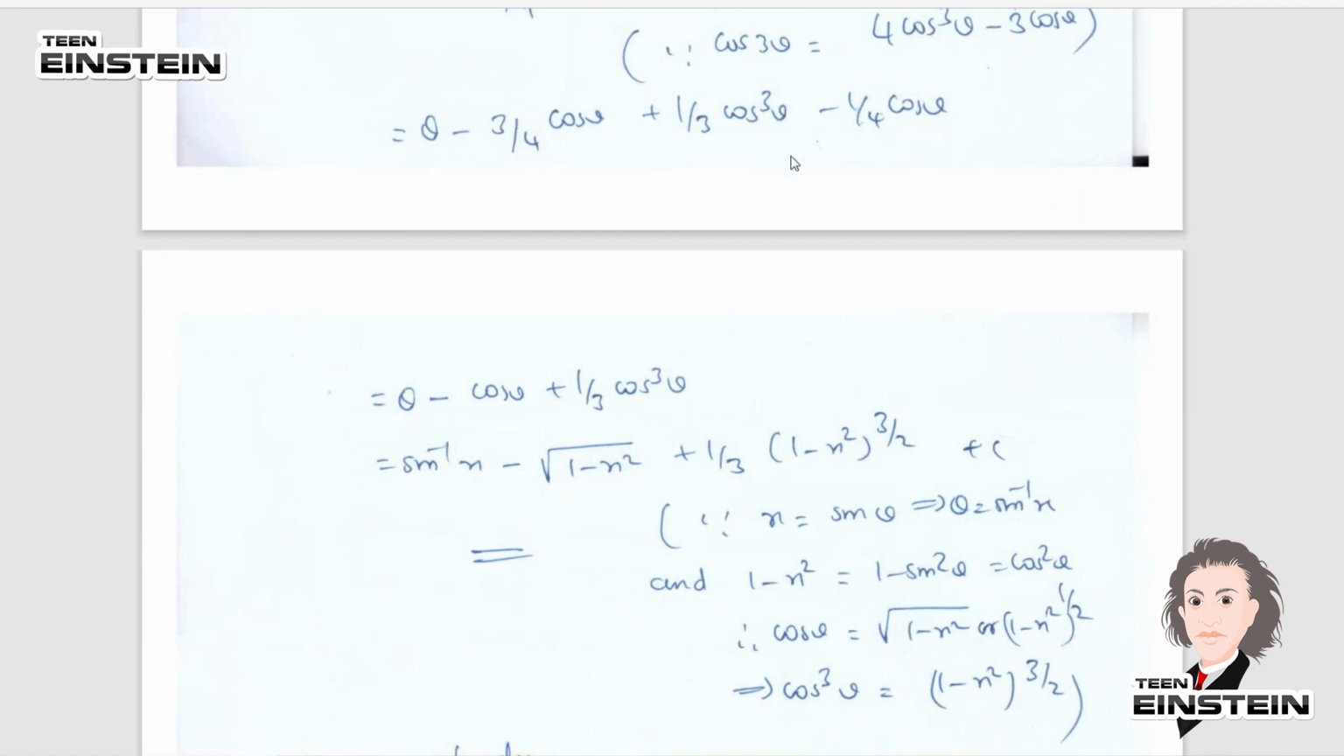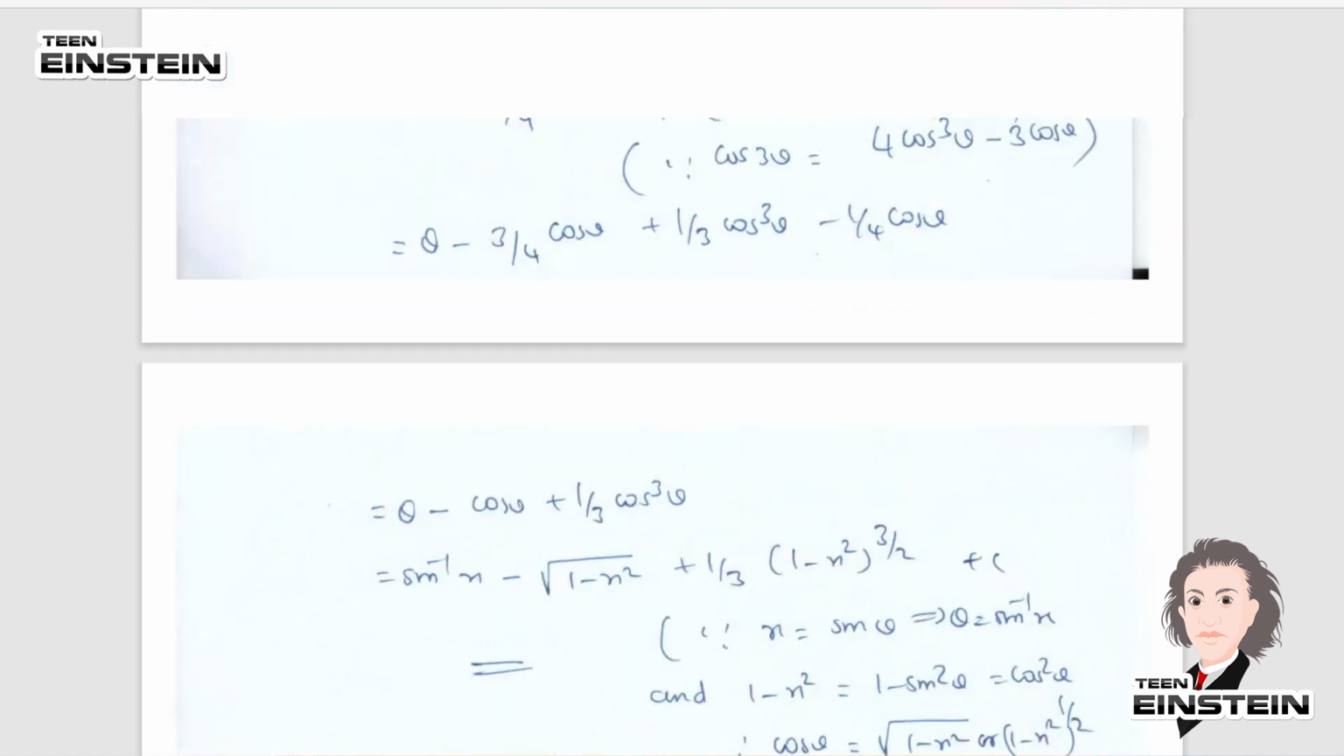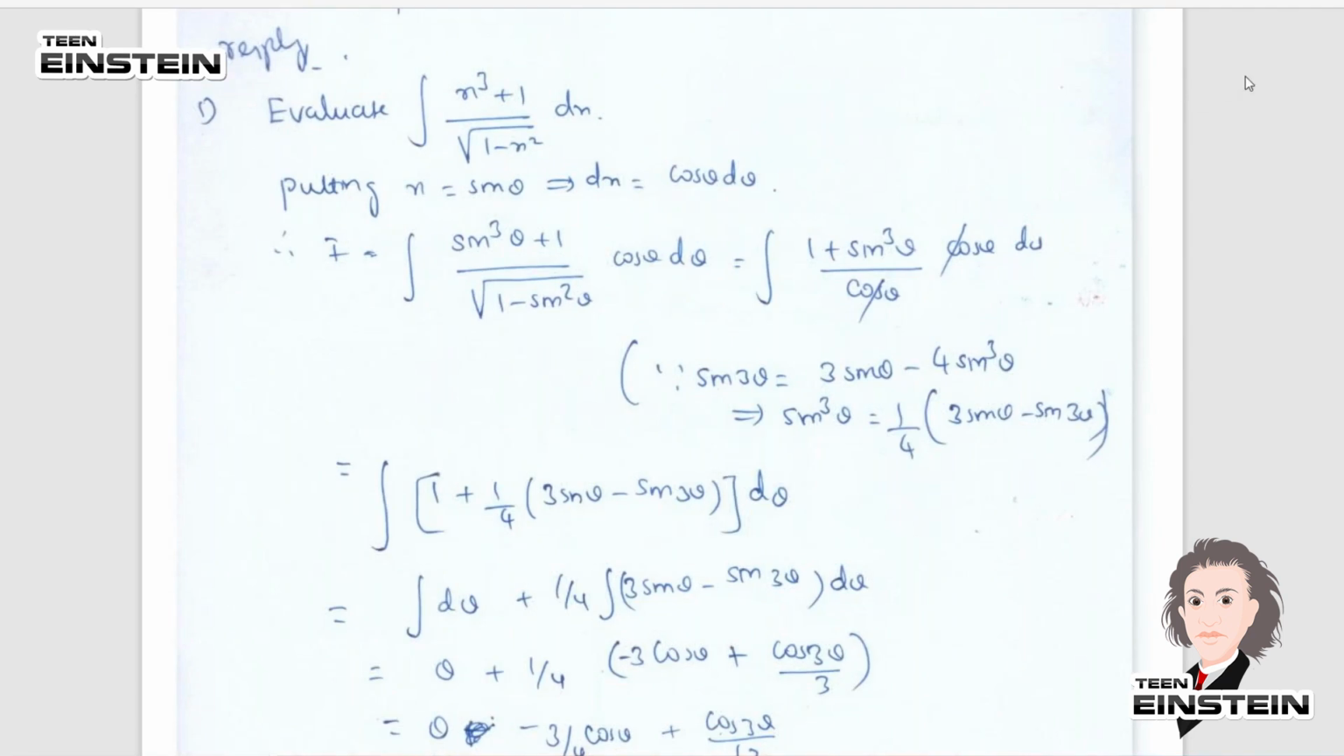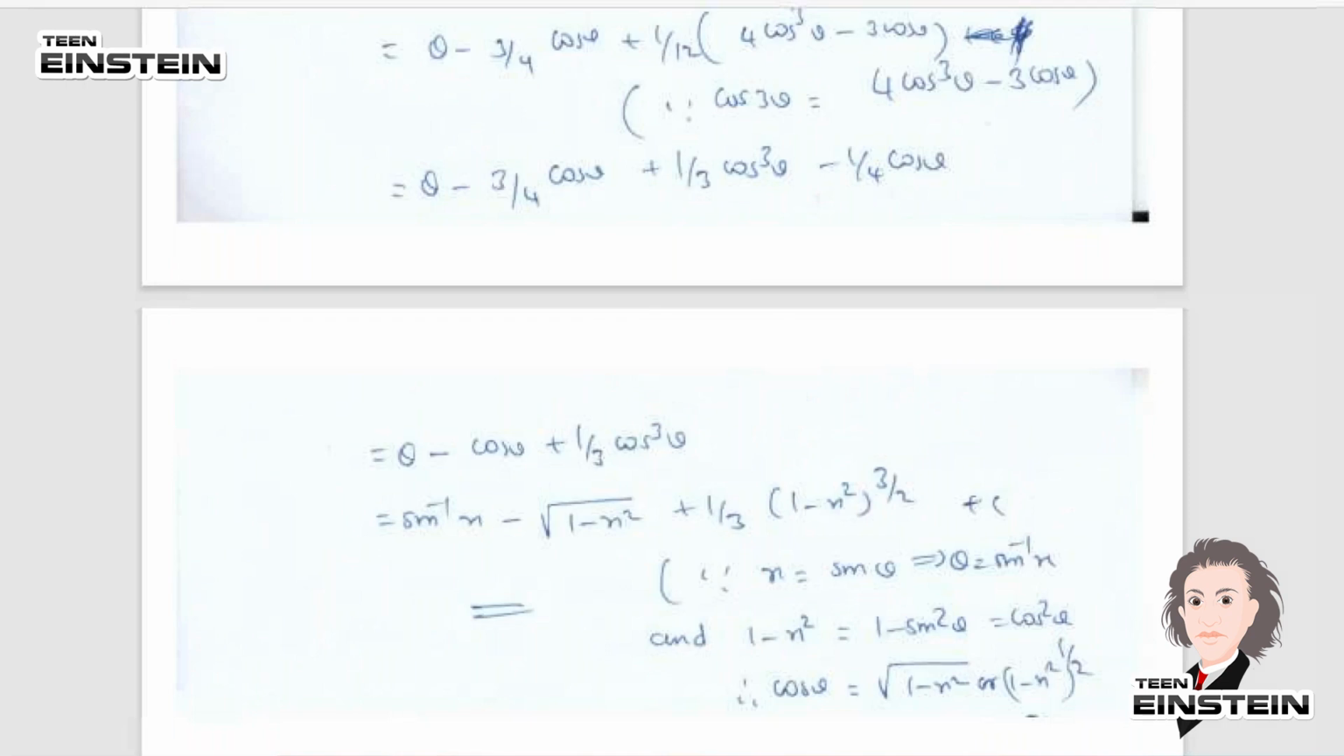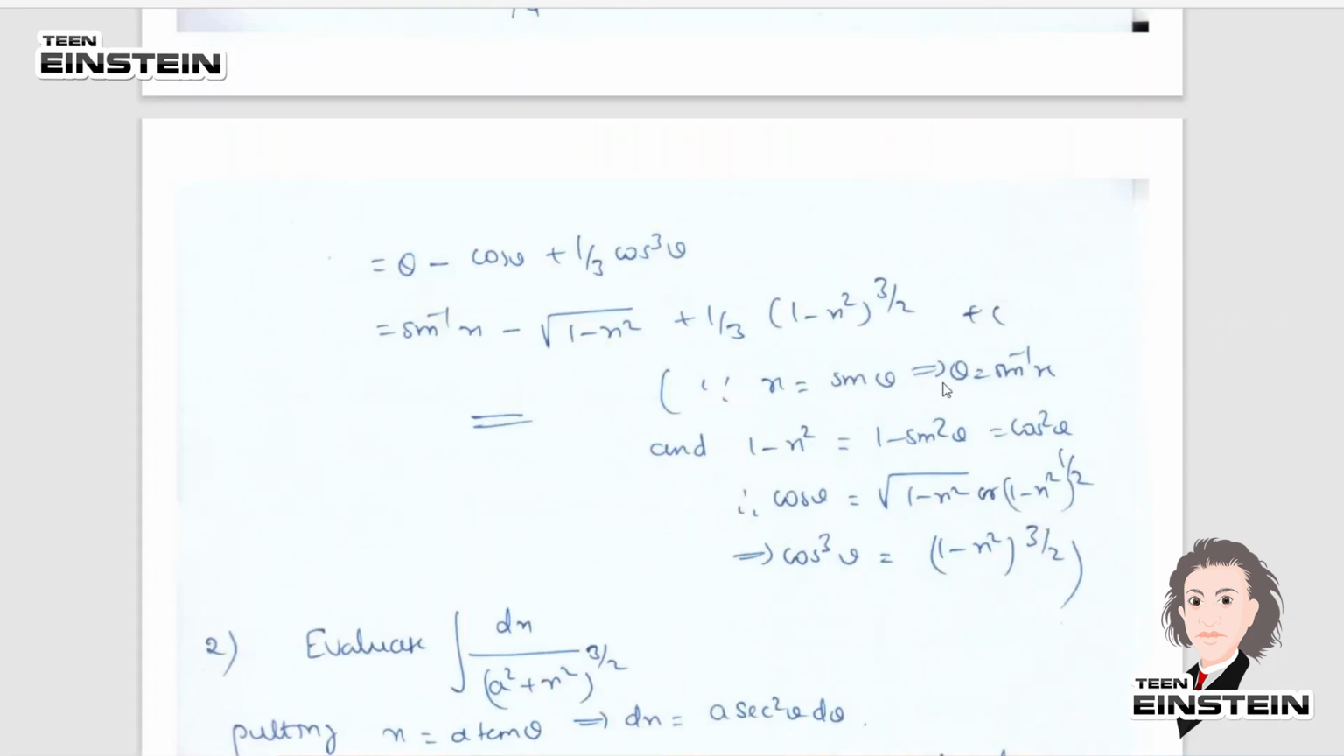Now I'm going to replace theta in terms of x. What substitution have I used here? x equal to sine theta. X in terms of theta is x equal to sine theta. X equal to sine theta means theta is sine inverse x. Keep theta in the left hand side. Bring the sine to the other side. So you'll be getting sine inverse x. So theta is sine inverse x.